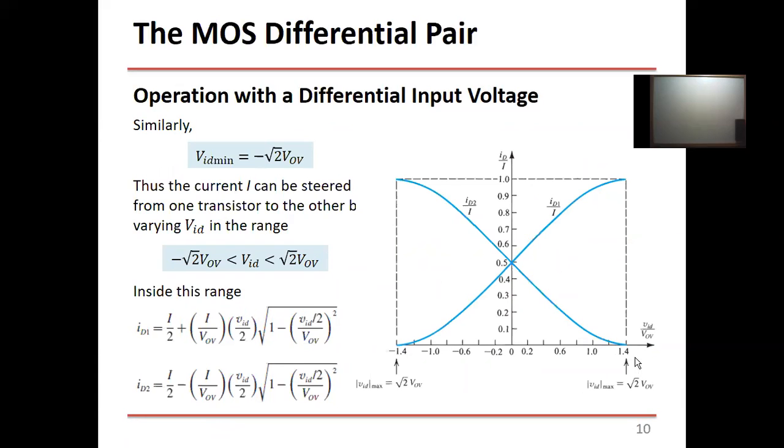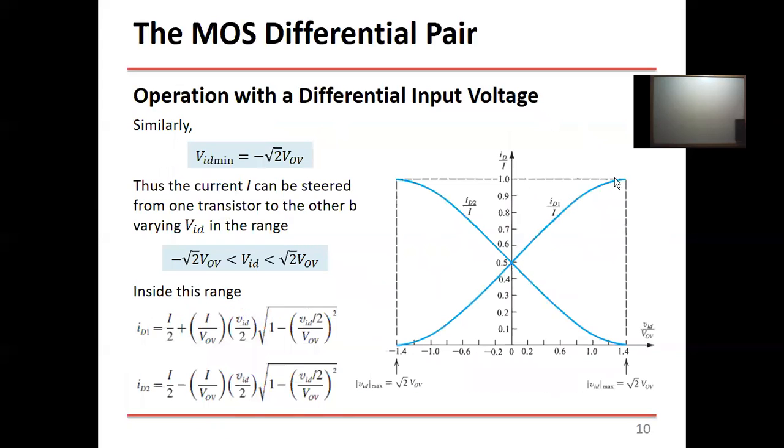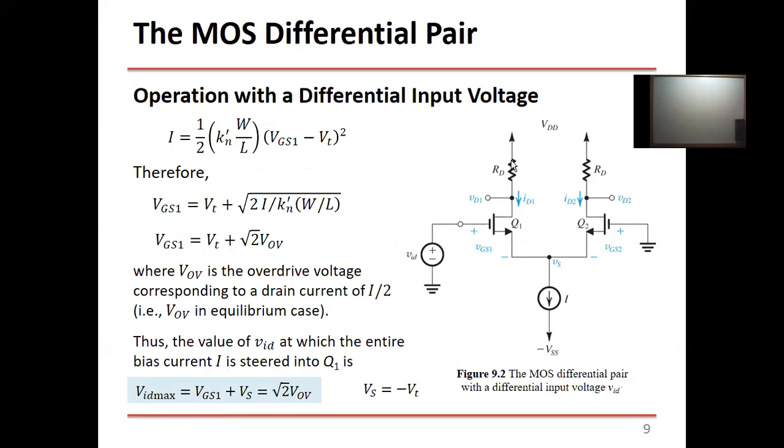So if you apply a voltage with the maximum of square root of 2 V overdrive at this input, you have this current at its highest value, which is I, right? Because we said in the equilibrium, or in the common mode, this I is split evenly between this leg and this leg. But if you increase this one compared to this one, then you steer the current to this side. So this side will have more current until you reach the maximum, where all this current is flowing here only and nothing is here, and this one is turned off. The same can happen to the other side.